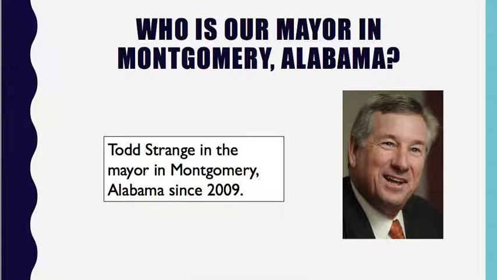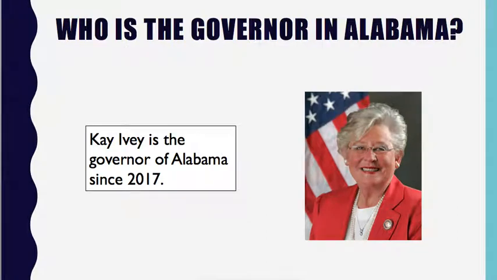All right, so who exactly is our mayor in Alabama? Our mayor, which is over our city, is Todd Strange, and he has been our mayor in Montgomery since 2009. And there is a picture of Mr. Strange. All right, so who is our governor in Alabama? Our governor is in charge of the entire state and lives in the governor's mansion, which is Kay Ivey, and she's been the governor since recently in 2017. And here's a picture of Miss Ivey.